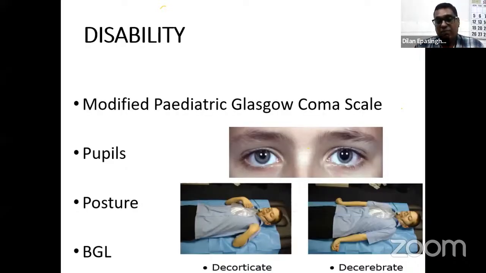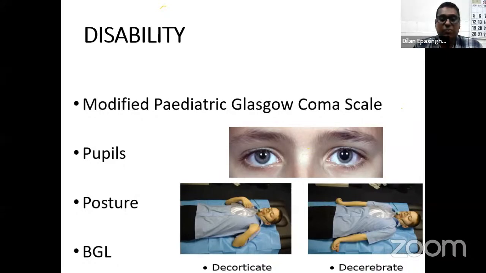Pupils are very important, whether equal or unequal. Pinpoint pupils: what are the causes? A poisoning situation, then intracranial hemorrhage, especially pontine hemorrhage. Those are the things you have to know.